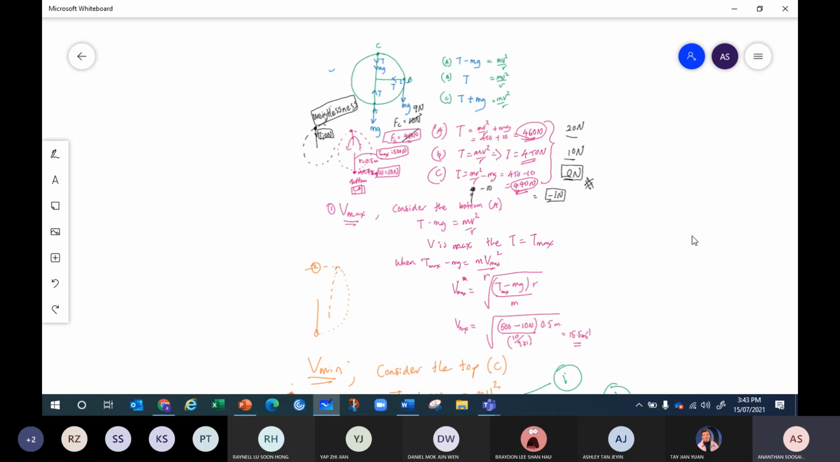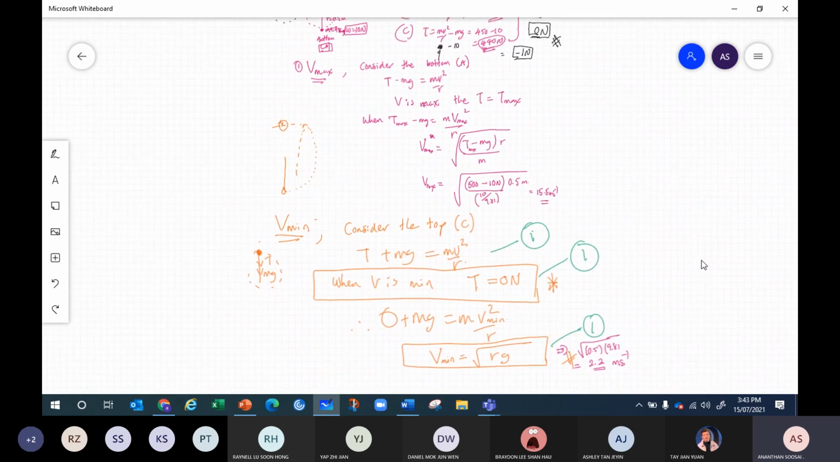So any questions, guys? This is the most complex one for circular motion.